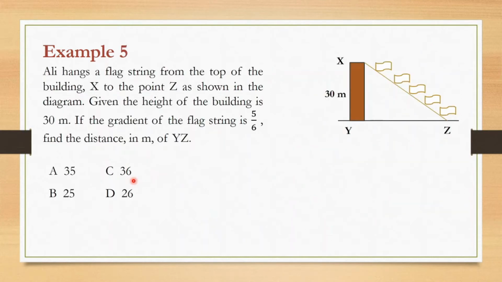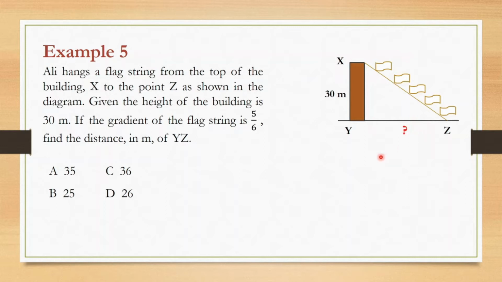Now, let's look at the final example. Ali hangs a flat string from the top of the building X to point Z as shown in the diagram. Given the height of the building is 30 meters, if the gradient is 5/6, find the distance of YZ. So all the information is already written in the diagram. We have to find YZ. We don't know what YZ is.